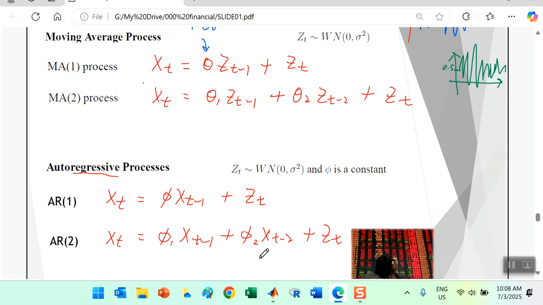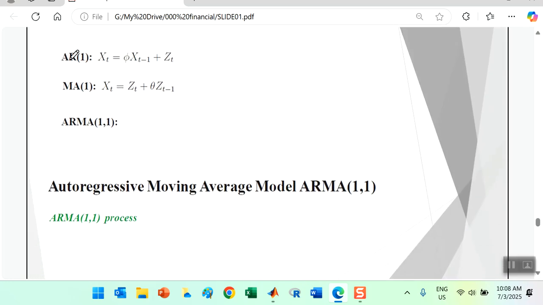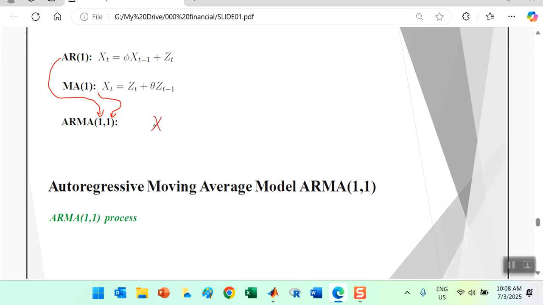Okay, guys. So now I can actually combine these two, AR1 and MA1, to become the so-called ARMA, order 1 and order 1. The first order refers to the AR, and the second order is for the MA models. So when you combine these two, basically you're going to have XT minus phi XT minus 1 equivalent to ZT plus theta ZT minus 1.